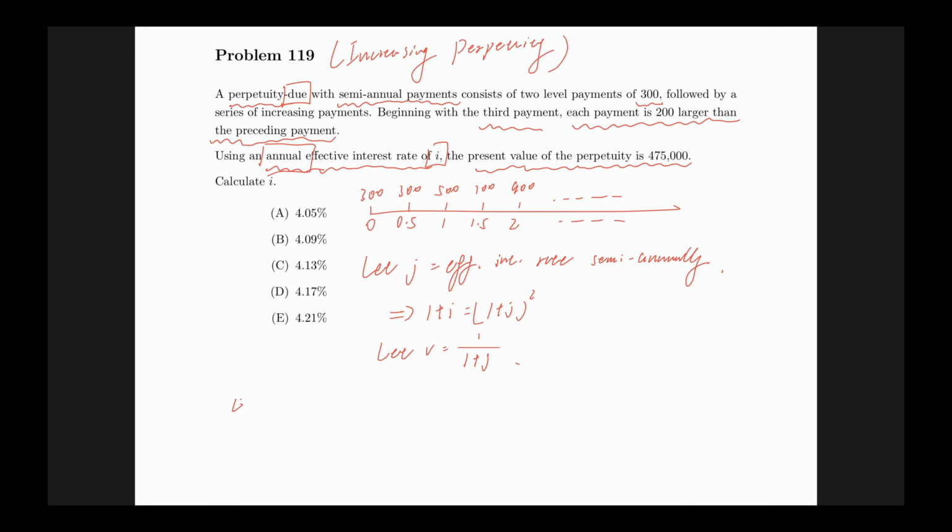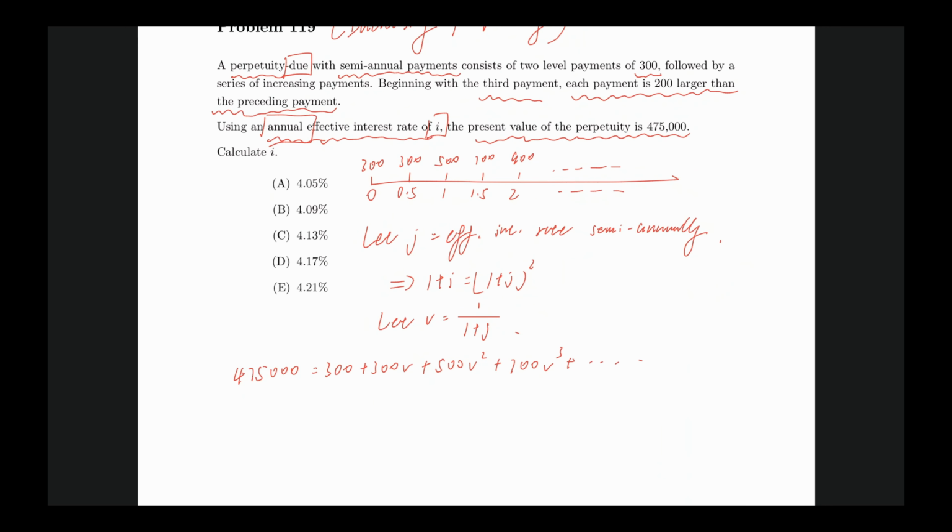This is going to be 475,000 equals, let's see, I get 300 right now, I get 300 half a year after, and I'm going to convert it back by V, and the next payment is 500 V squared and 700 V cubed, and it goes on forever.